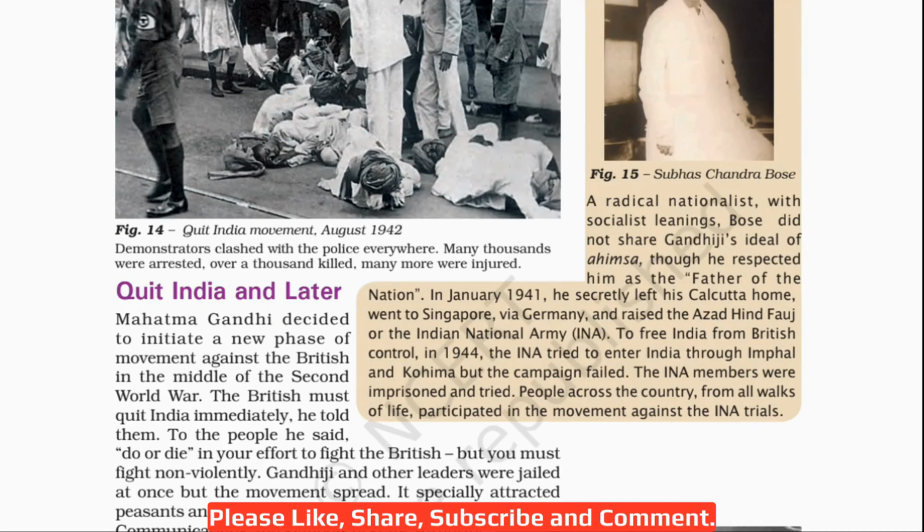In January 1941, he secretly left his Calcutta home, went to Singapore via Germany, and raised the Azad Hind Fauj, or the Indian National Army, INA. To free India from British control in 1944, the INA tried to enter India through Imphal and Kohima, but the campaign failed. The INA members were imprisoned and tried. People across the country from all walks of life participated in the movement against the INA trials.